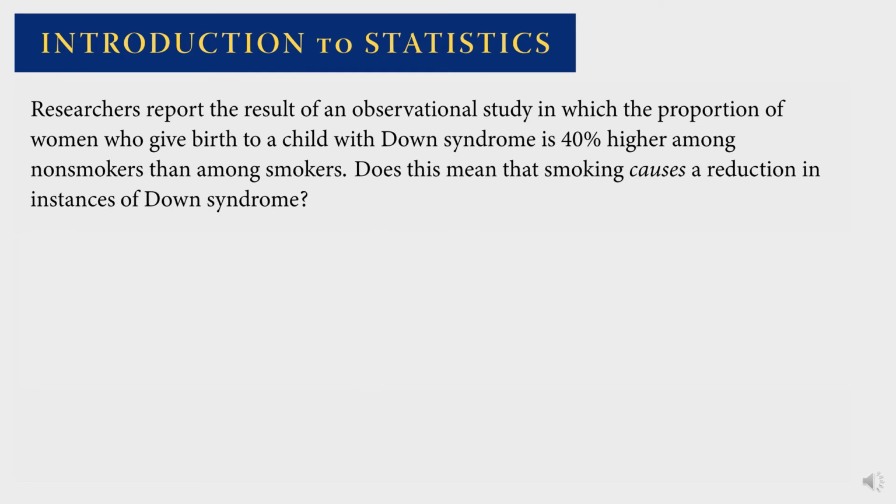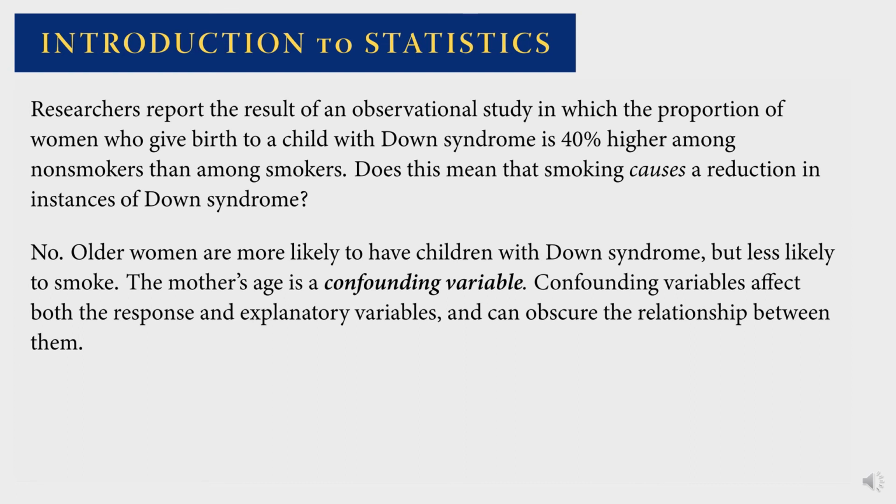Another type of variable we need to be aware of is the confounding variable. We use random sampling to negate the effects of confounding variables. But when we observe data, when our experimental units were not randomly assigned to the treatments, then we may run into problems with confounding. Here, researchers have noted that women who don't smoke are 40% more likely to have a child with Down syndrome. Does this mean that the mother smoking prevents Down syndrome? No, because older women are more likely to have children with Down syndrome, but less likely to smoke. So the mother's age is a confounding variable.